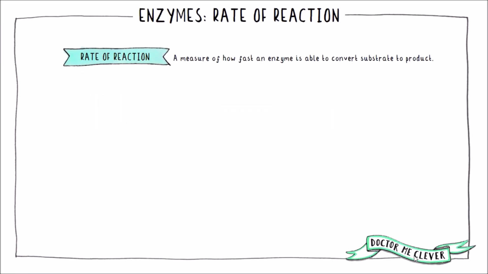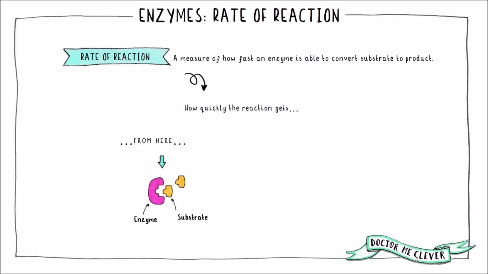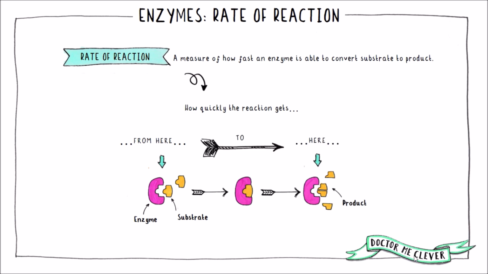The rate of an enzyme-catalysed reaction is a measure of how fast an enzyme can convert its substrate into product. So how quickly the reaction gets from here, at this point, at the start where there's just enzyme and substrate, to this point here at the end where there's just enzyme and product.